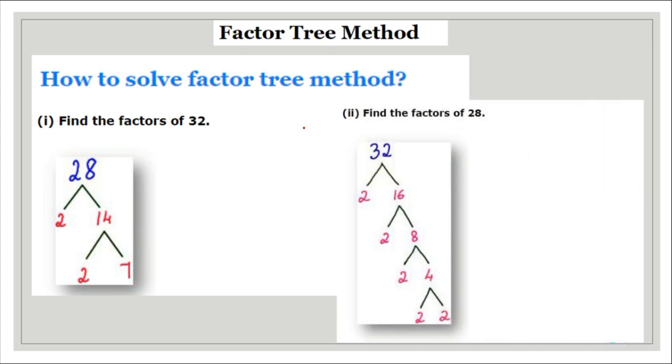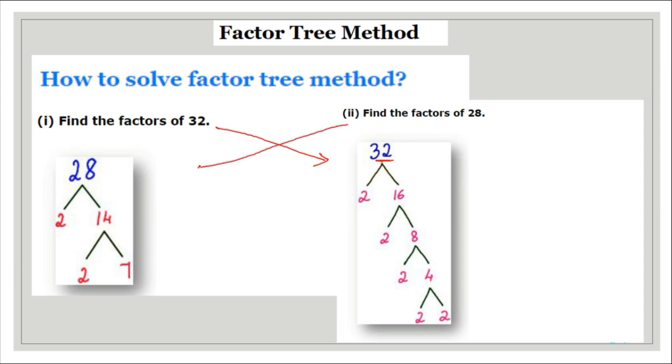you can see here it is interchanged. To find the factors of 32, 2 is multiplied by 16, 2 is multiplied by 8, 2 is multiplied by 4, 2 is multiplied by 2. Look at this. The product of these two will give 32. The product of these two will give 16. The product of these two will give 8. The product of these two will give 4.